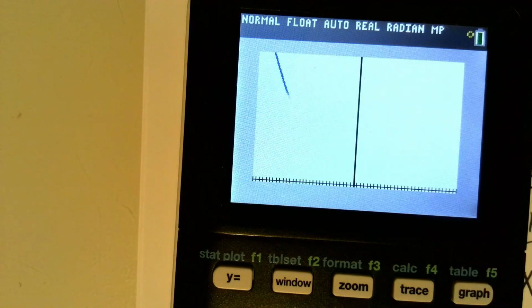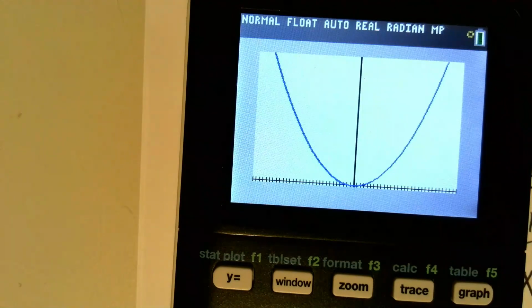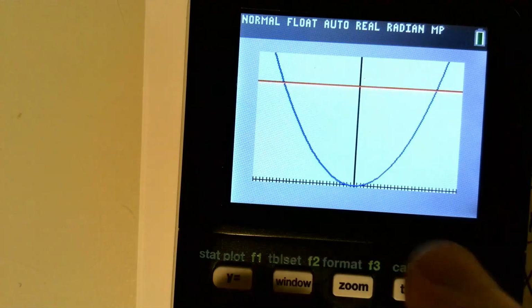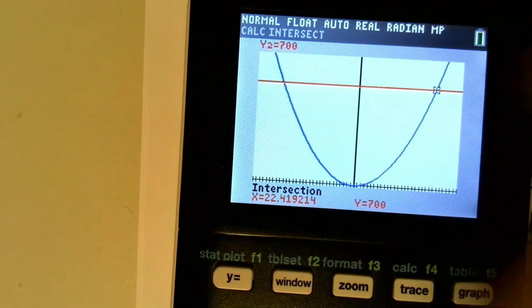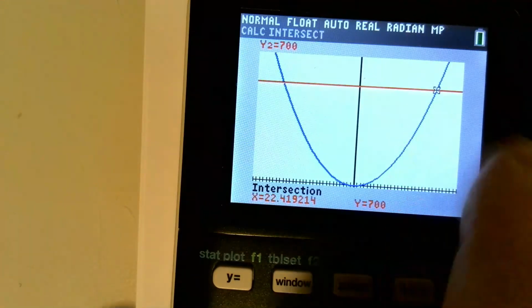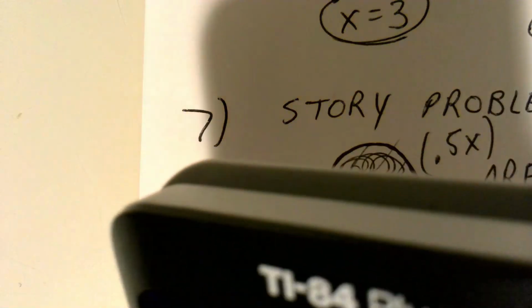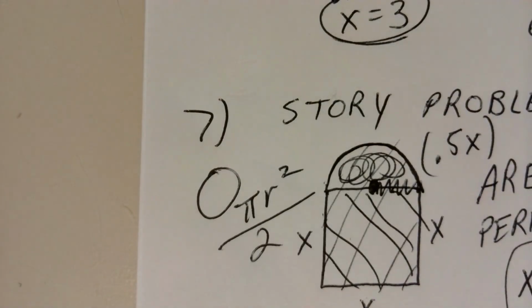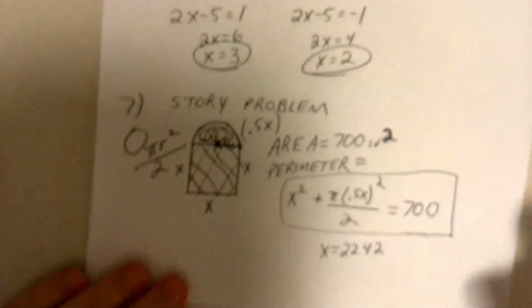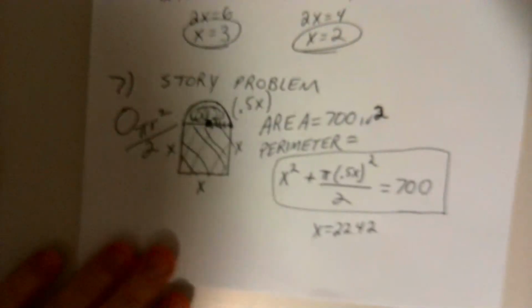And graph. So now I'm going to get these two things. Second trace, number 5, intersection, enter. And that gives me this solution right here, which on my calculator shows 22.419. And I'm going to go ahead and say that x equals 22.42. I rounded a little bit. It's going to be okay for you guys to round a little bit.